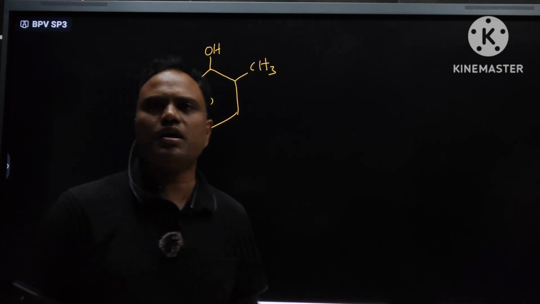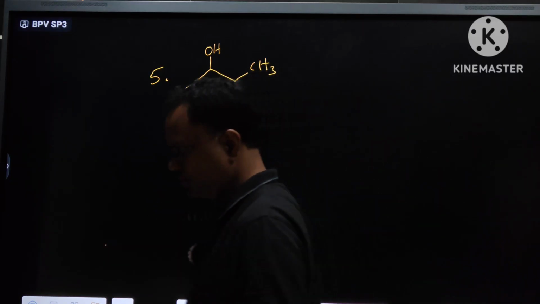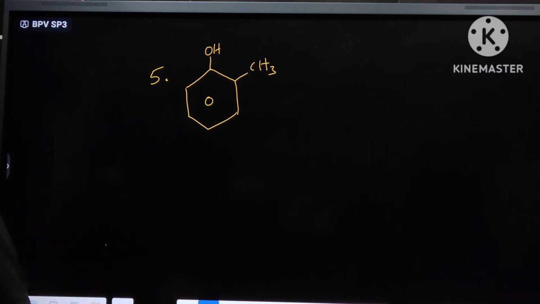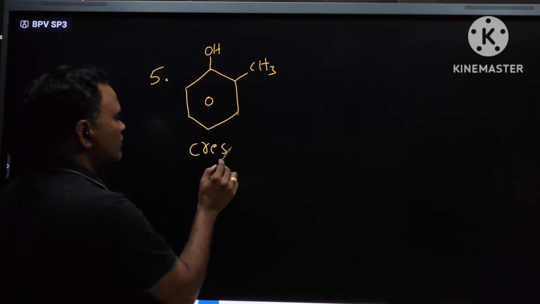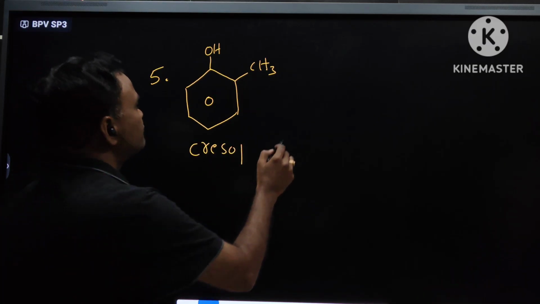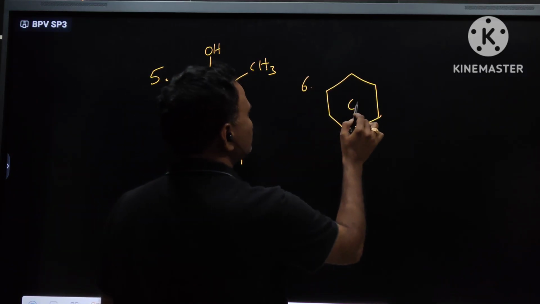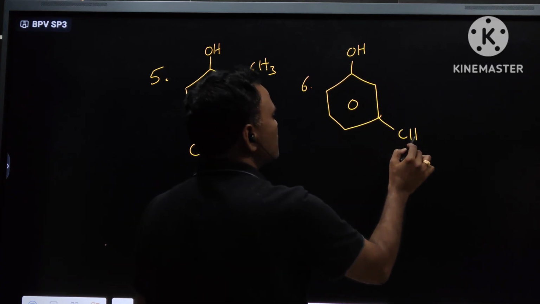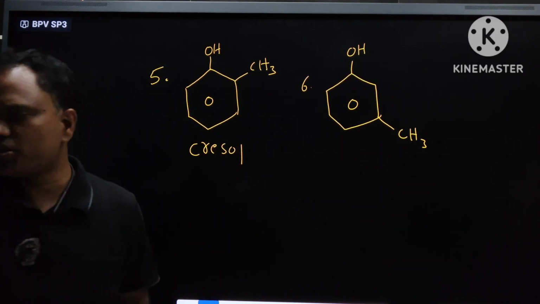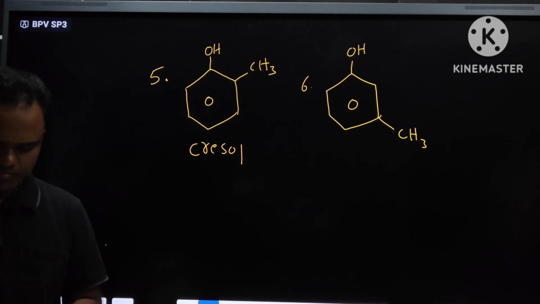If the benzene ring contains OH and a methyl group, that is called cresol. 6th one, if benzene contains OH and CH3, that is also called cresol. But what is the difference between these two? Tell me. What is the difference between these two?